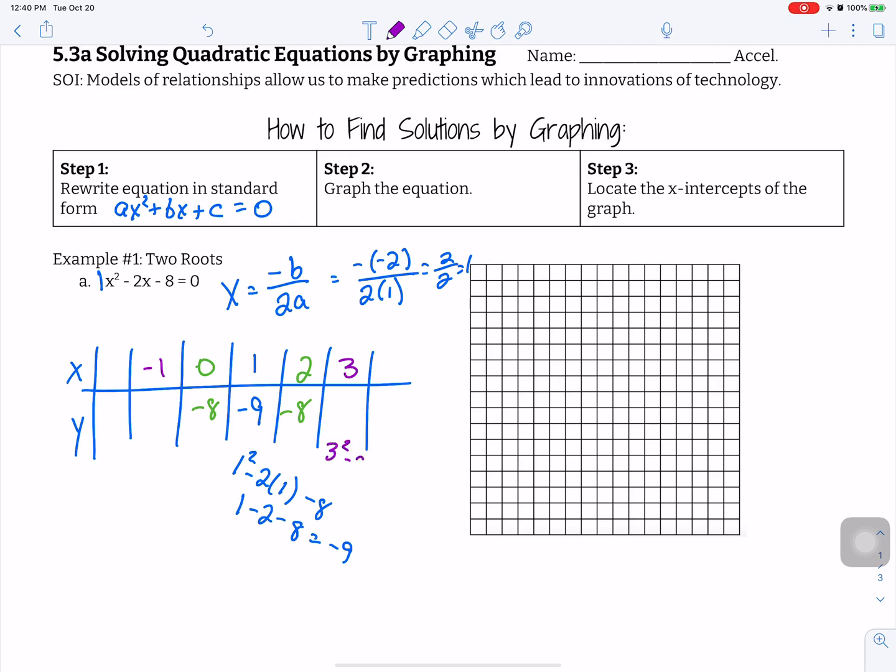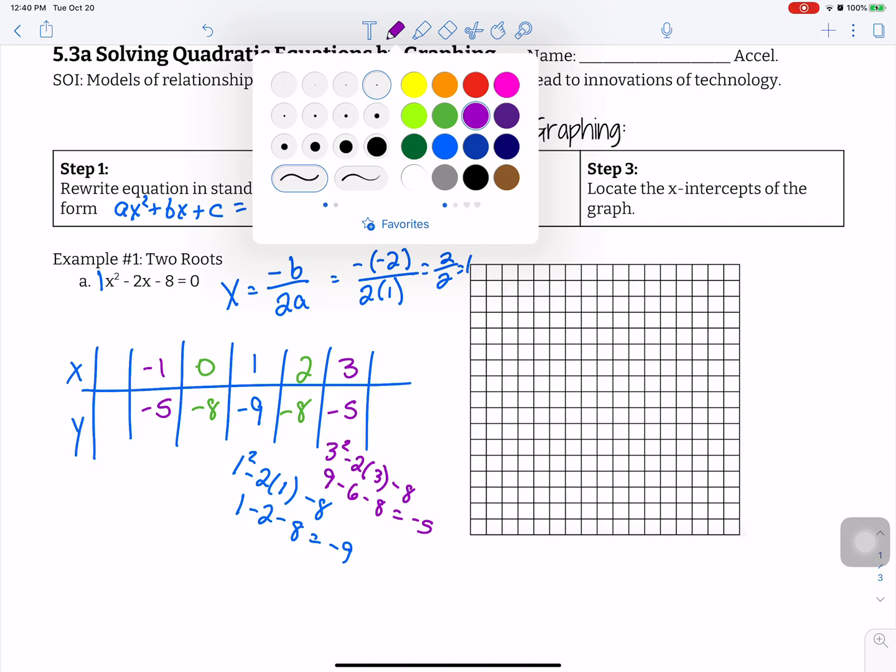So 3 squared minus 2 times 3 minus 8. And I'm choosing to use the 3 because I don't have to worry about negatives. 9 minus 6 minus 8. And so that ends up, I'm confusing myself here, ends up being negative 5. And I need to keep going until I get to zeros, or until somewhere where I've crossed that x-axis. So I'm not done yet.